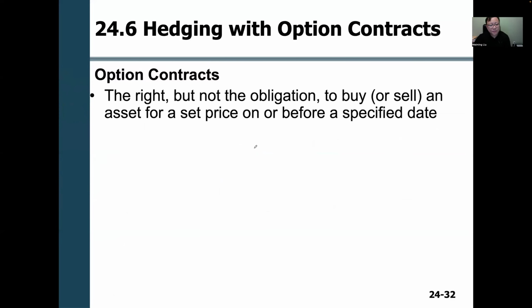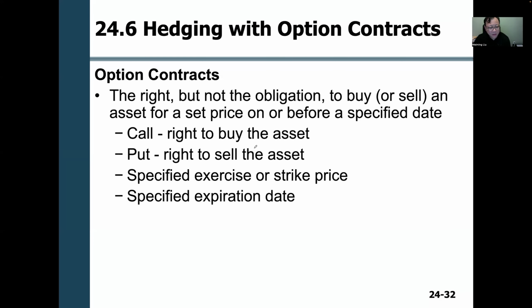Option contracts. So the right, but not the obligation, to buy or sell an asset for a set price on or before a specified date. So the option contract is a right. I have the right to do something, but I'm not responsible for doing it. So I don't have to do it. I have the right to do it.